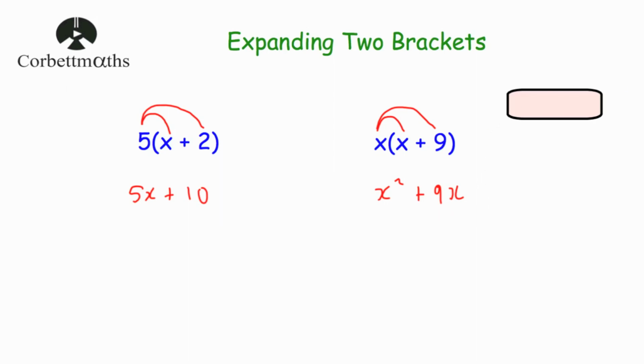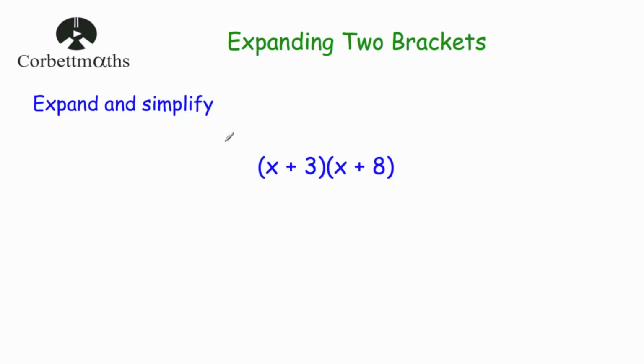So if we go back to the example we're looking at, we've been asked to expand and simplify x plus 3 brackets x plus 8. So this means we've got x plus 3 lots of x plus 8. So if we find x lots of x plus 8 and we find 3 lots of x plus 8, we can add them all together to find x plus 3 lots of x plus 8. So let's do that. So let's start by finding x lots of x plus 8. So we're going to multiply both of these terms by x.